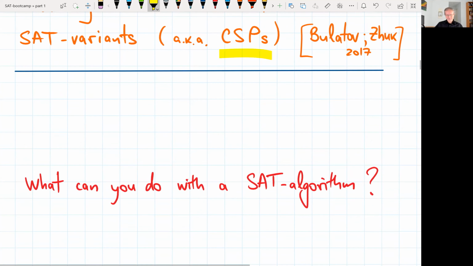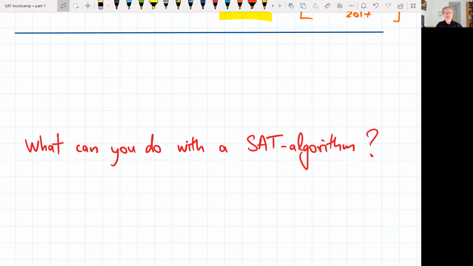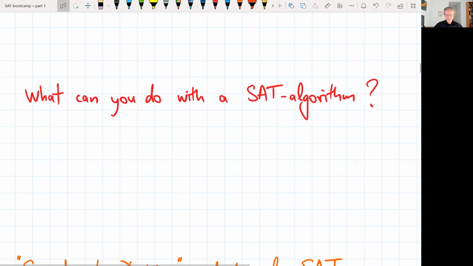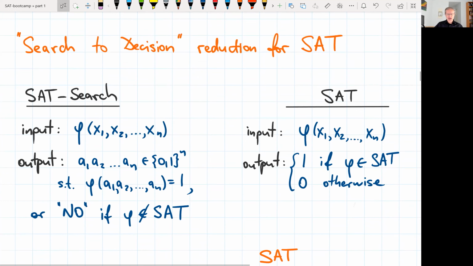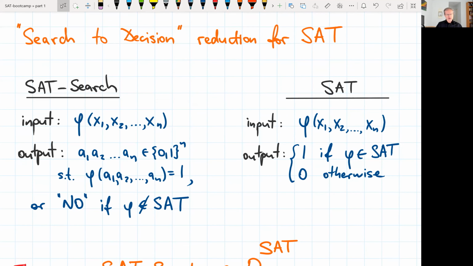Great. Suppose you have a SAT algorithm now. What can you do with it? Well, one of the basic things you can do if you have a SAT algorithm is to find a satisfying assignment when one exists. And this is known as a search-to-decision reduction for satisfiability. It's a very basic thing. Let me describe it to you.